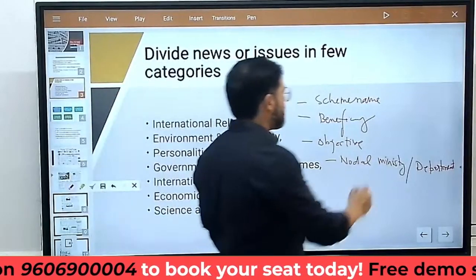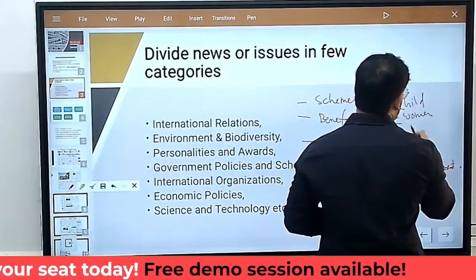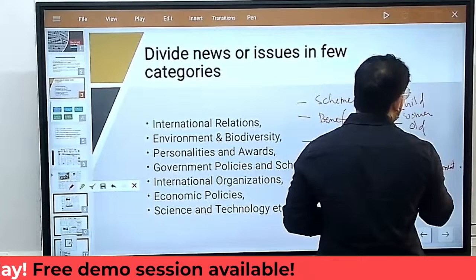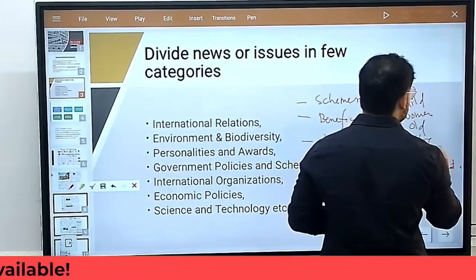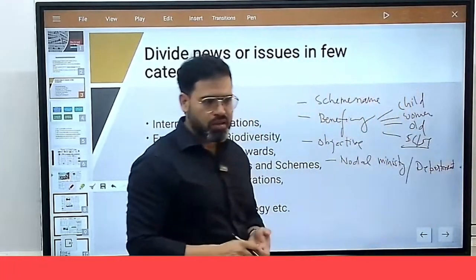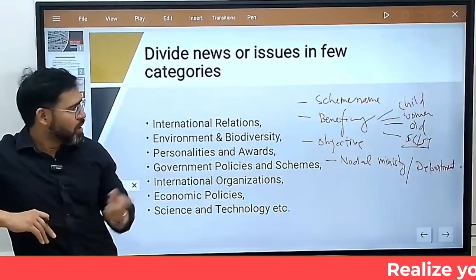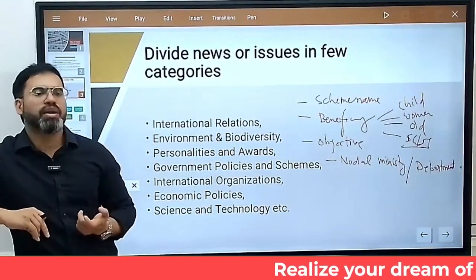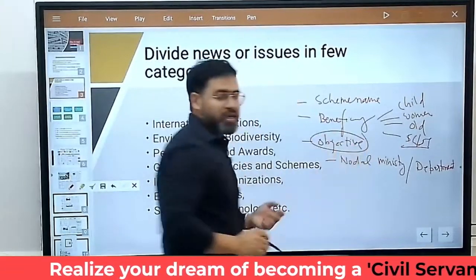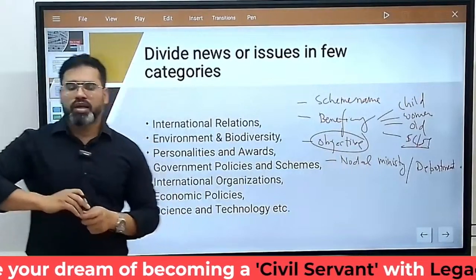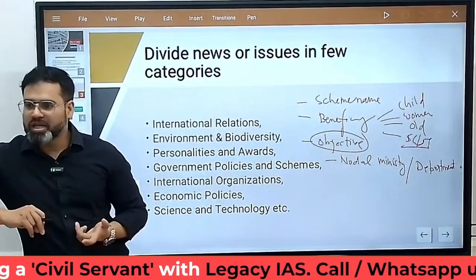The beneficiaries can be children, can be women, or old citizens, or for example, backward SC, ST, this way, or a particular age group is there. You have to focus there. Yes. Right? Then what is the objective of the scheme? Like midday meal scheme. So midday meal scheme, what is the objective? Objective क्या है? For example, they provide the food, but that is not the main objective. Food तो घर में मिल तो रहा था.